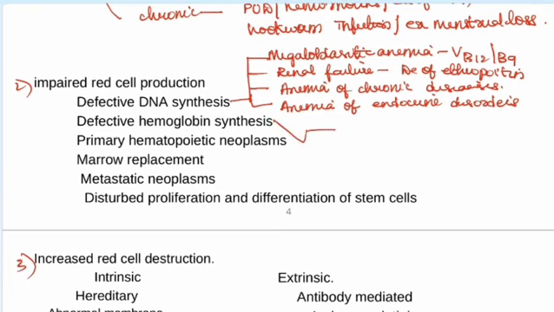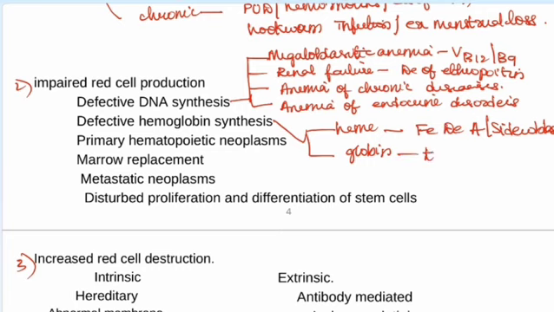Defective hemoglobin synthesis, defective heme and globin. Heme synthesis defect is seen in iron deficiency anemia and sideroblastic anemia. Globin synthesis deficiency is seen in thalassemia. It is also seen in primary hematopoietic neoplasms, marrow replacement, metastatic neoplasms, and disturbed proliferation and differentiation of stem cells is seen in aplastic anemia.